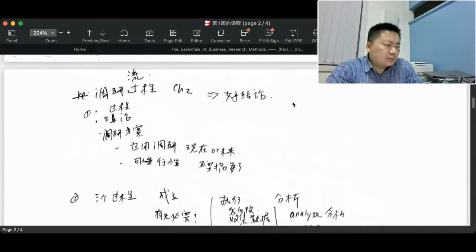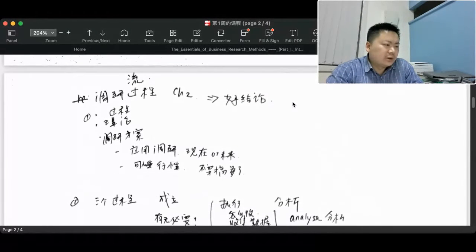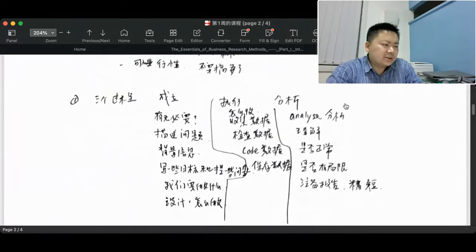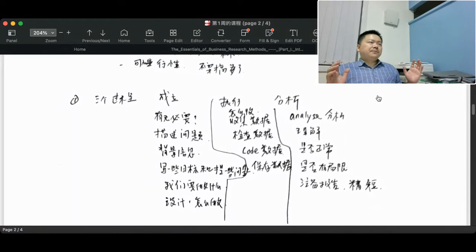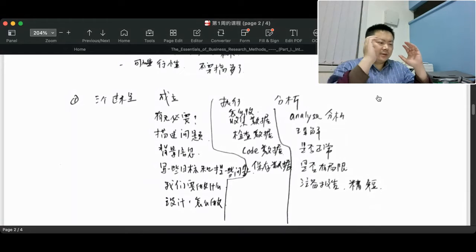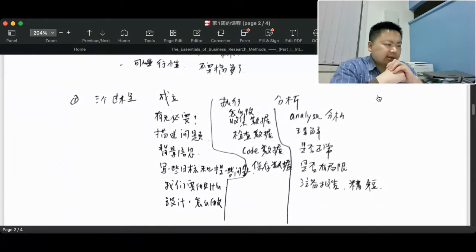There are three processes for business research. The first one is foundation. Let me quickly go through the process: foundation, execution, and analysis.